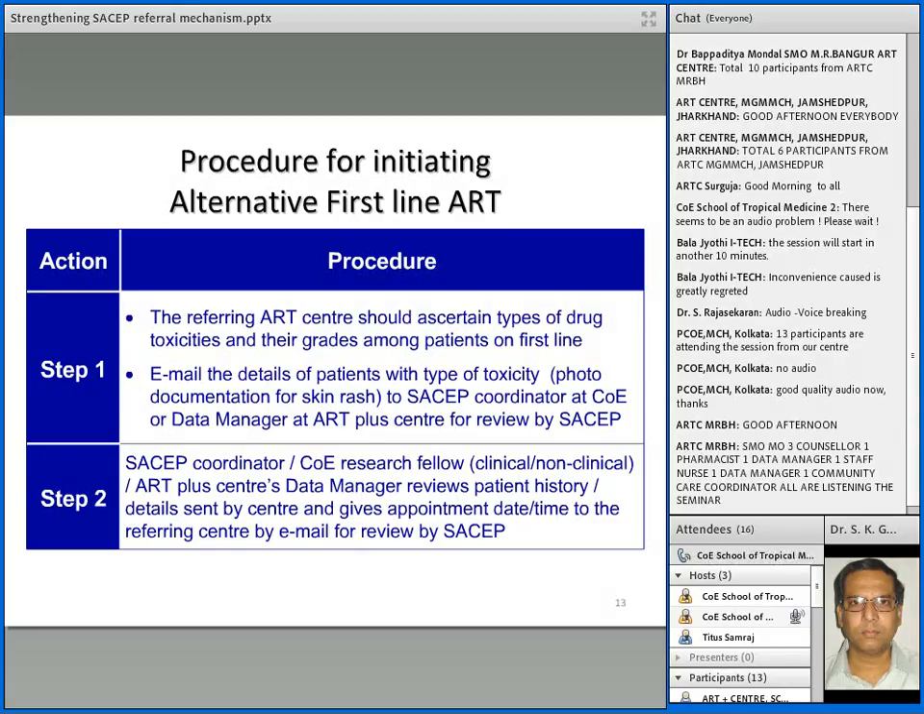But one thing is important: the data manager may not be well versed with all these things, although they have been trained before starting the SACEP. The SMO or the MO of the ART center, in case of ART Plus Center, should help them identify which cases need to be referred to the SACEP and which cases are not to be referred.